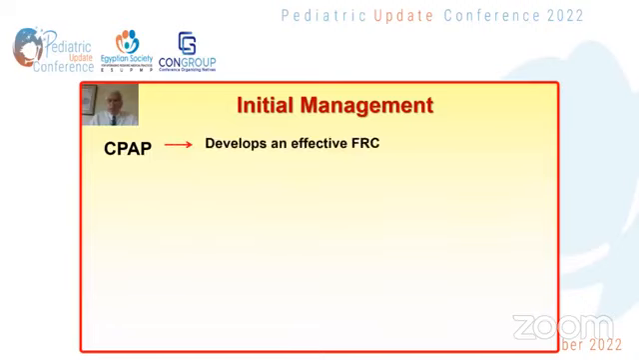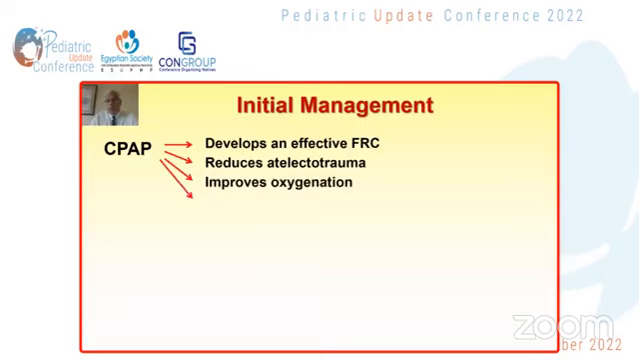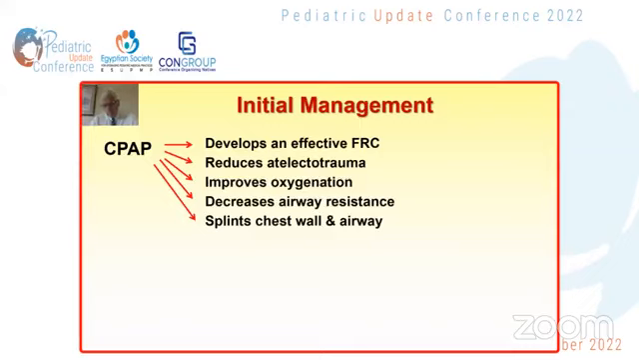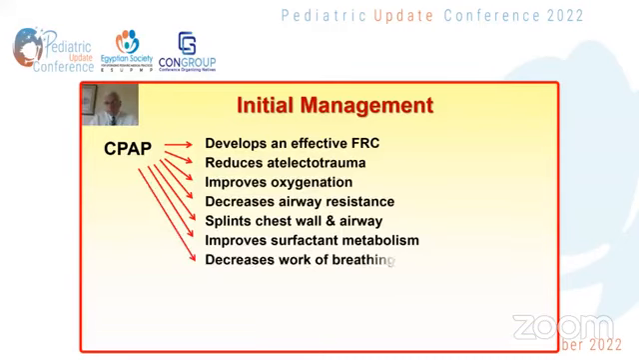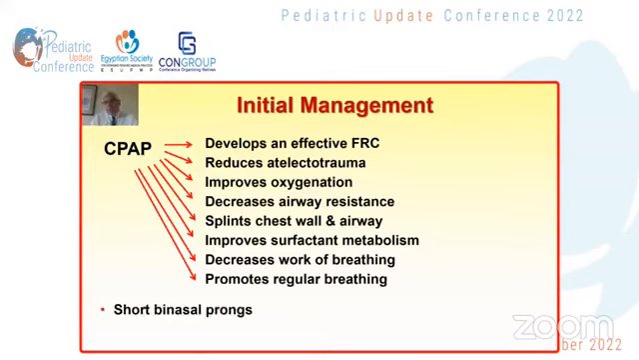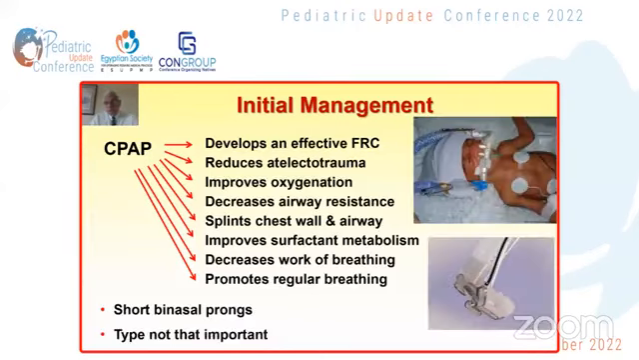Why? Well, CPAP has many effects. CPAP helps to develop an effective functional residual capacity, reduces atelectrauma, improves oxygenation, decreases airway resistance, and helps to splint the chest wall and airway. Also, we know that it improves surfactant metabolism, decreases the work of breathing, and promotes regular breathing. The way we use nasal CPAP is usually by using short binasal prongs that have been shown to be more effective. The type of prongs is not that important. The important thing is that they should be short and binasal.